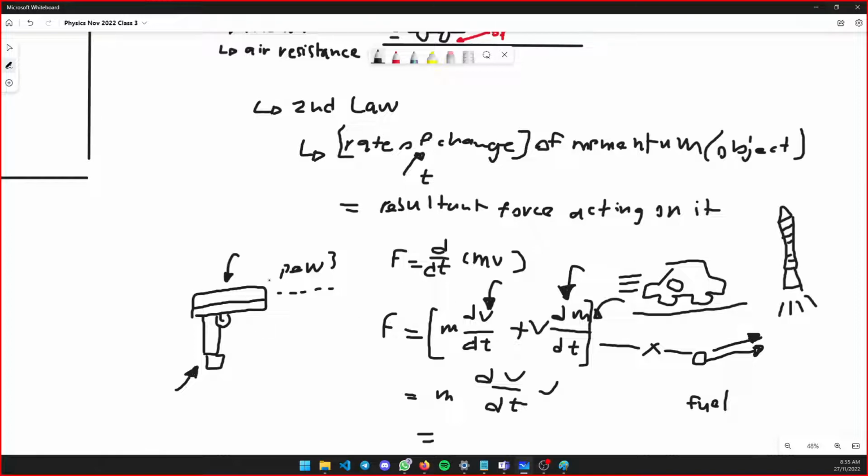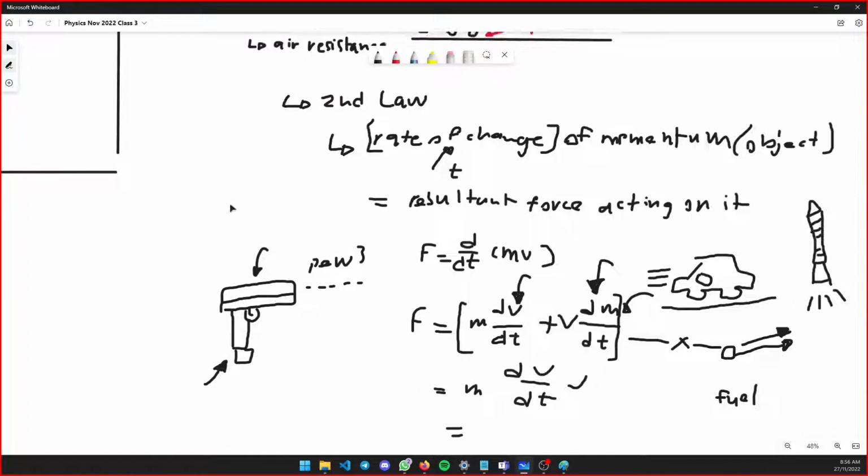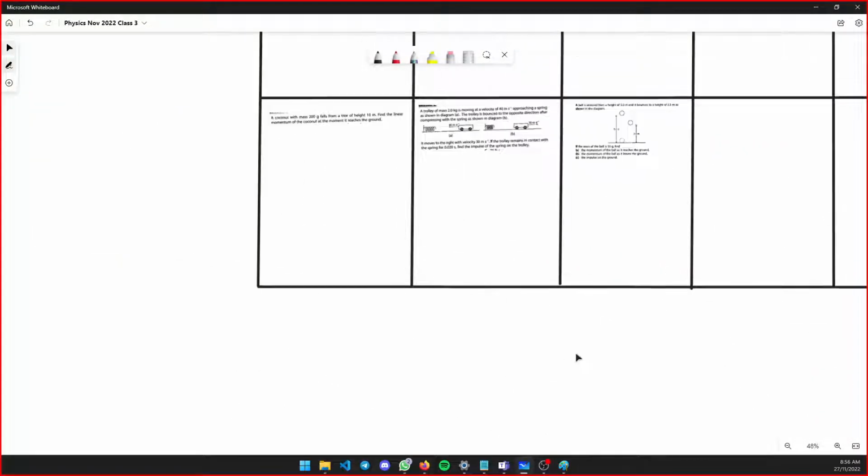So for these three, pistol, rocket, and car, you might see dm/dt. But for a ping pong ball or other scenarios, you will not see much of dm/dt, you'll see more of dv/dt. I just wanted to share that.